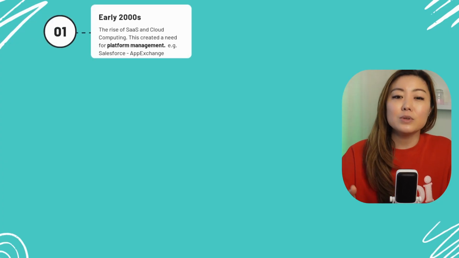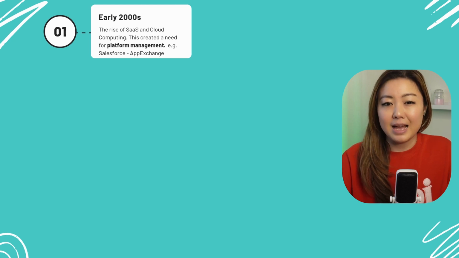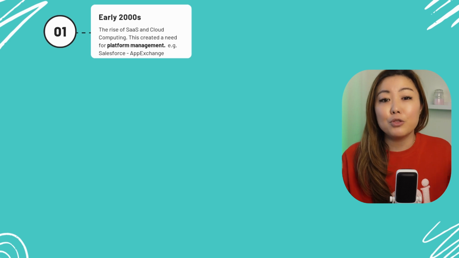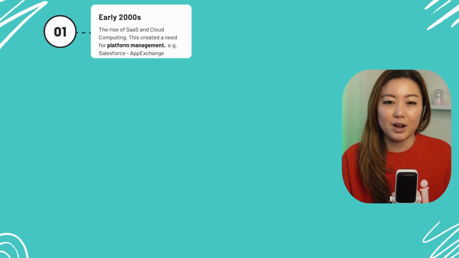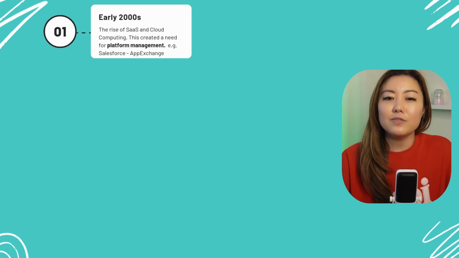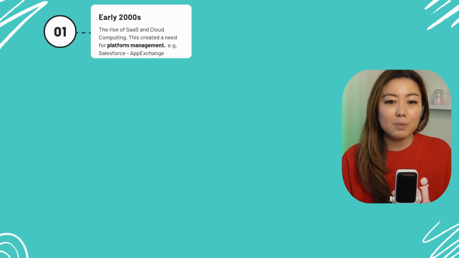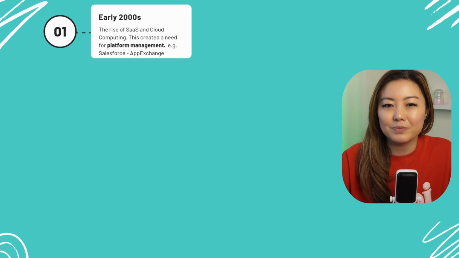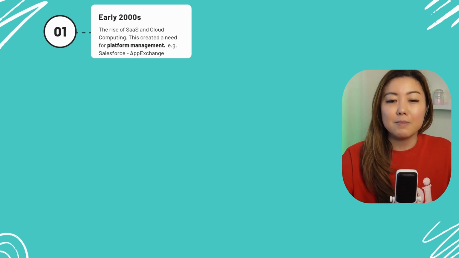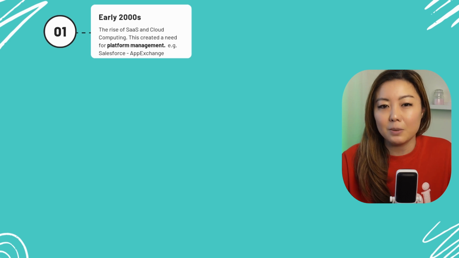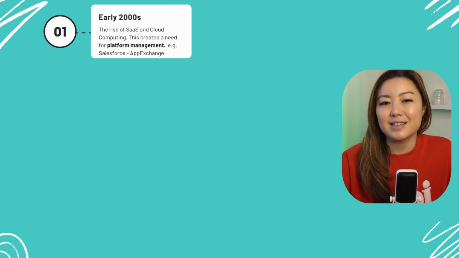In the early 2000s, there was a rise of SaaS and cloud computing. As cloud computing and software as a service gained popularity, companies began building platforms to allow third-party developers to integrate with their core products. For example, Salesforce launched an app exchange in 2005, allowing developers to build applications onto their CRM platform. This created a need for platform management, where someone would oversee the development and strategy of the platform itself. Companies needed to dedicate roles to manage the complexity of enabling external developers, maintaining the platform, and ensuring its scalability.